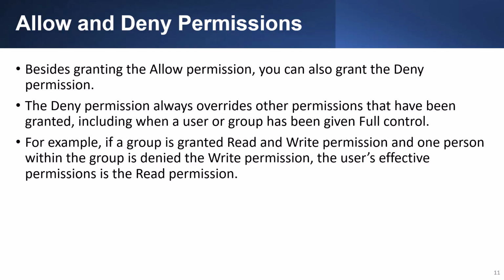Besides granting the allow permission, you can also grant the deny permission. The deny permission always overrides other permissions that you have been granted, including when a user or group has been given full control. For example, if a group is granted read and write permission, and one person within the group is denied the write permission, the user's effective permission is the read permission.